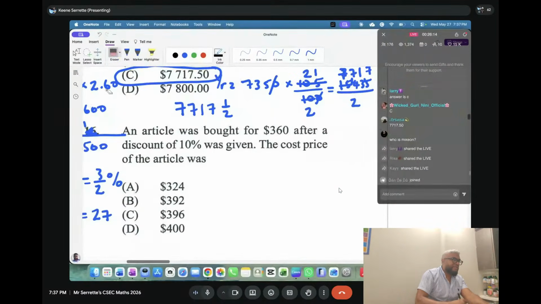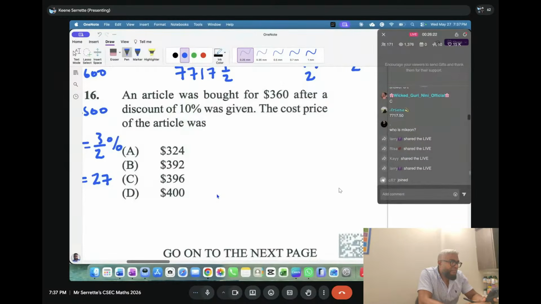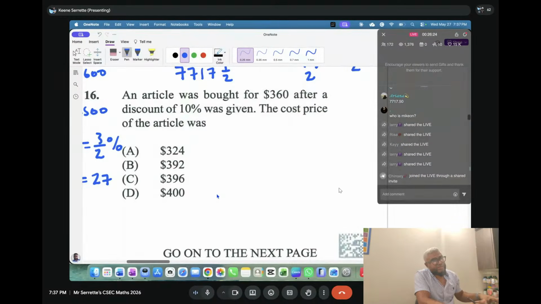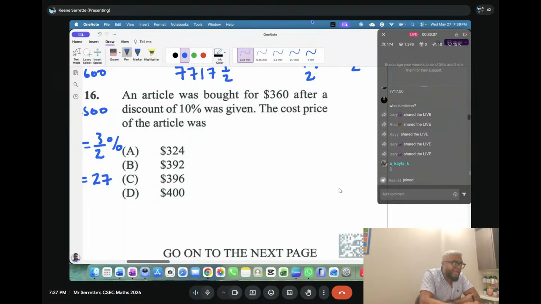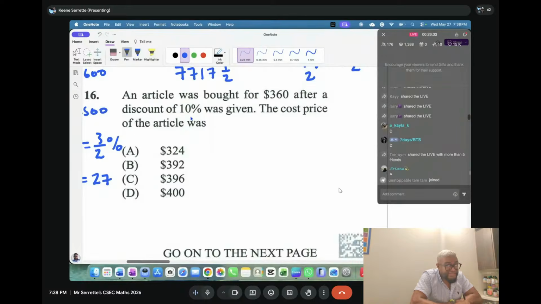Let's see what number I'm doing here. All right, boom. So an article was bought for 360 after a discount of 10% was given. The cost price of the article, right? So an article was bought for 360 after this discount.